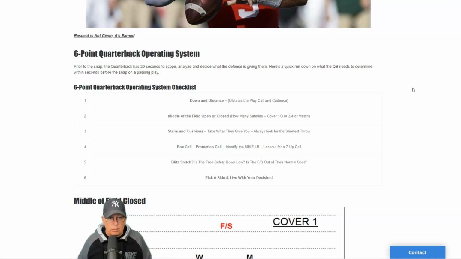The number one thing in the 6-point operating checklist is the down and distance. You really need to know what you need on your down and distance, because it dictates a lot of things. And the one thing I always train our quarterbacks, when you get the play in, think about this: think touchdown, first down, check down. This way, depending on the down and distance, you know what you need.